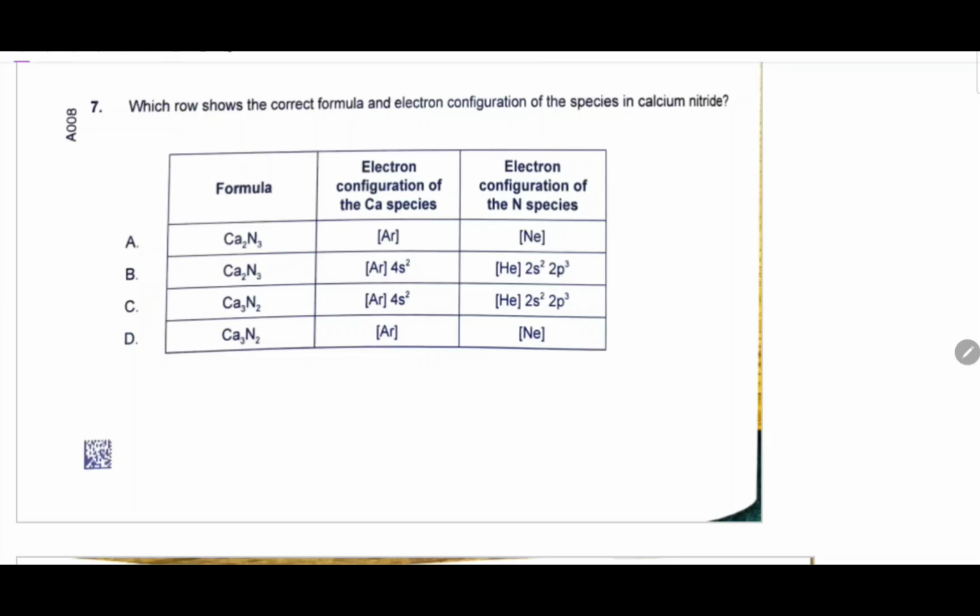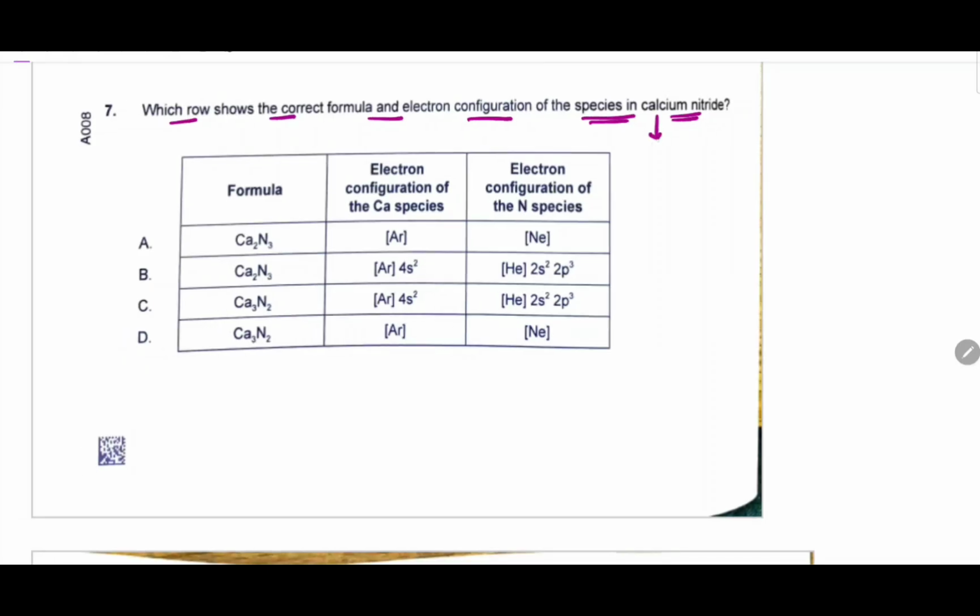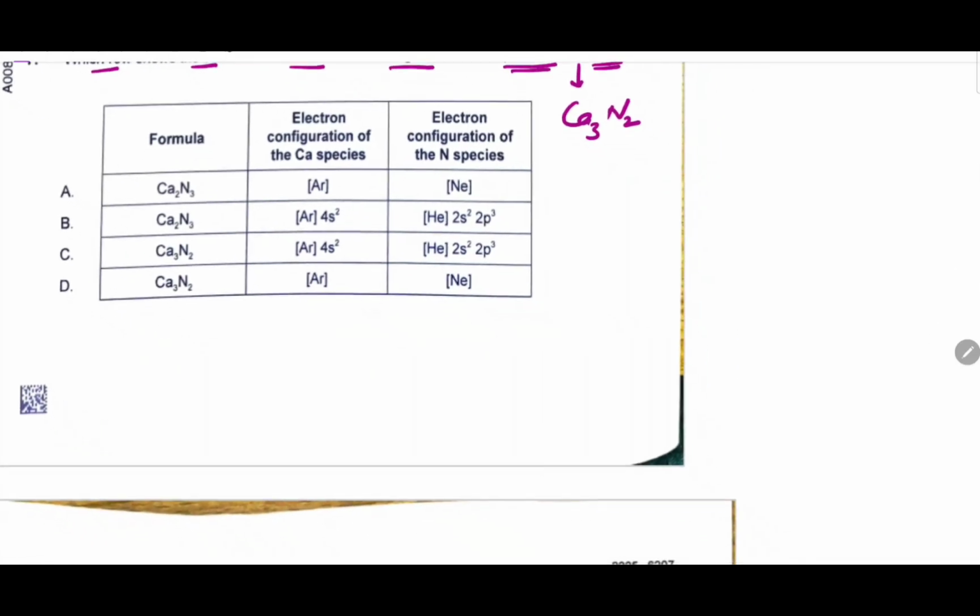Seventh question says, which row shows the correct formula and electron configuration of the species in calcium nitride? Correct formula and electron configuration of the species in calcium nitride. Now calcium nitride is Ca3N2. That is calcium nitride, Ca3N2. Out of this, A is wrong, B is wrong. It could be C and D.